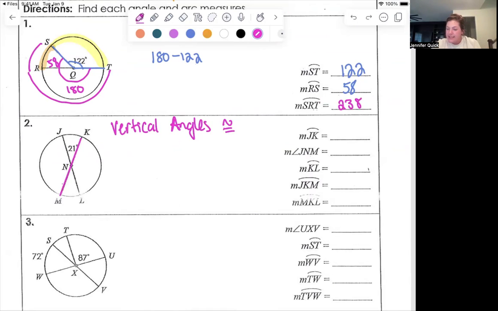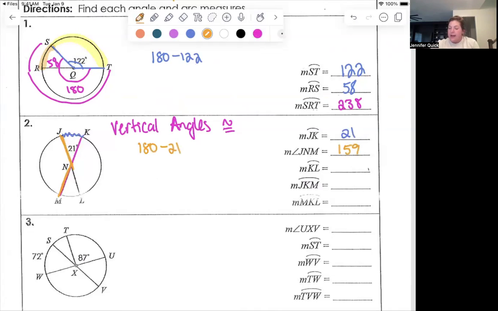So if it does ask me about those things, then I can know that. Okay, but let's get to the first question. It says the measure of the arc JK. Well, the JK arc is right here, so that's also 21 degrees. Okay, the measure of the angle JNM. There's that other angle that we literally just talked about. So that'd be 180 minus 21, which is 159.